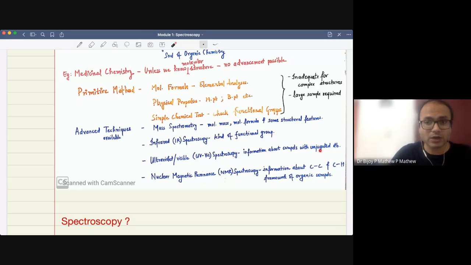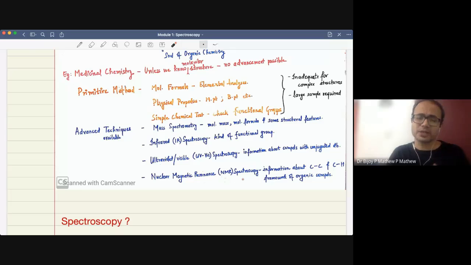Now, how this is useful to determine the structure, or what information it gives, we will understand better when we go into the details of it later during the study of this particular module. Okay. Now, another very powerful technique in organic chemistry, I must say the king of all these spectroscopies, is nuclear magnetic resonance, that is NMR spectroscopy.